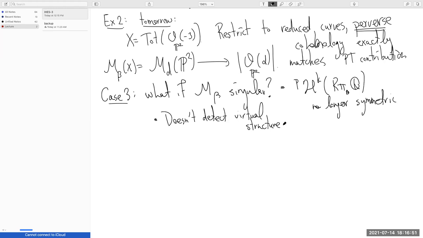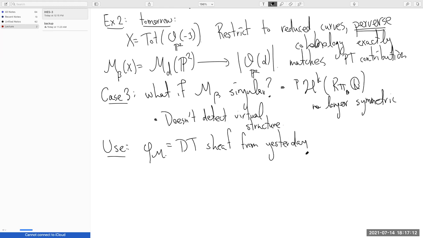And so the idea, maybe not so surprising because we spent a whole lecture developing it, is to use this sheaf from yesterday. So this was again a perverse sheaf on my moduli space. And it was self-dual, which is some property just of vanishing cycles, meaning if I take the Verdier dual of phi, I get phi again.